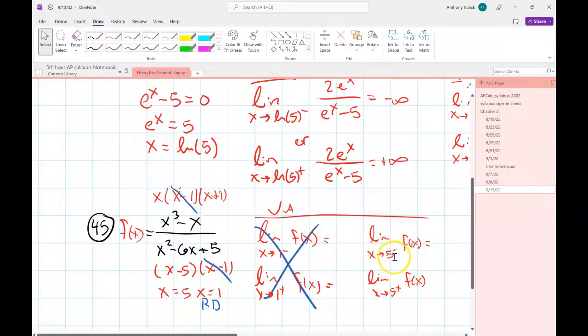So if I'm plugging in 5, approaching from the left, so something a little bit less than 5, I'm basically thinking like 4.9 in my head. I'd have on the top a positive times a positive, okay? In the bottom, I'd have a negative. So positive over negative is going to be a negative. Everybody agree with that?